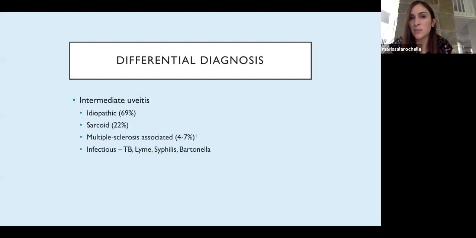Causes of intermediate uveitis, number one is idiopathic. It's not associated with any other systemic disease or infection. Next is sarcoid, and then multiple sclerosis, and then less likely is infectious etiologies.